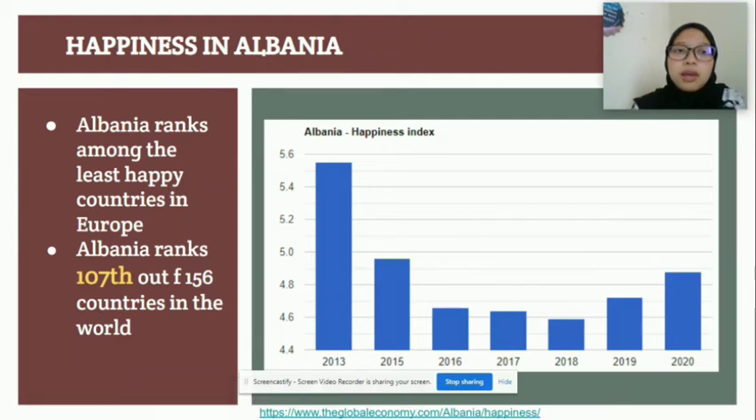Okay, happiness is perhaps influenced by technology, social norms, conflicts, and government policy. So that's why Albania ranks among the least happy countries in Europe, and Albania ranks 107th out of 156 countries in the world. So they are least happy compared to the other European Union countries.